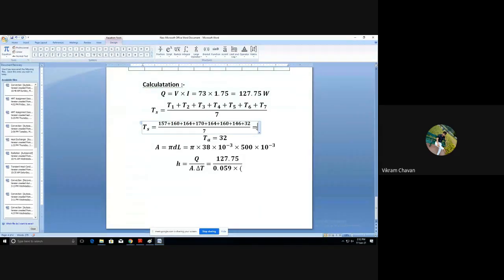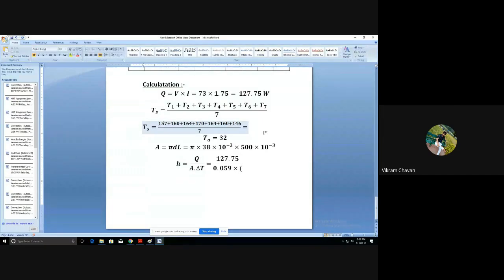Others can also reply. I'm not asking only Sachin. Sir, I think the Ts formula is maybe wrong. Divide by 8. Ts is equal to T1 plus T2 plus T3 plus T4 up to 8, divided by 8. No. Okay, I made a mistake. Remove this 32 and only divide by 7. We have to consider the surface temperature only.